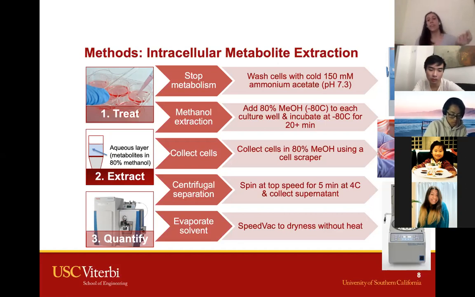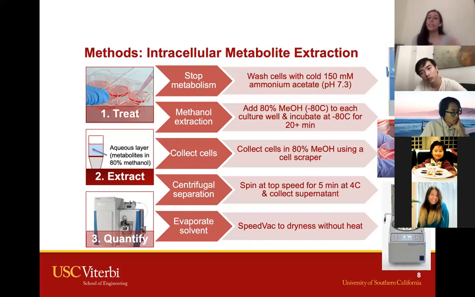Once we have the cells in the liquid in a tube, we can spin them down using a centrifuge, and that will create separation for us. The cell membrane and stuff like that that's non-polar will go to the bottom. As you see on the left, it creates this separation, and we have an upper aqueous layer where we have the metabolites in the polar phase of the methanol.